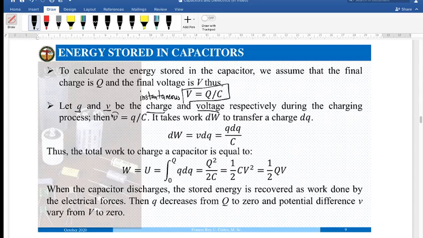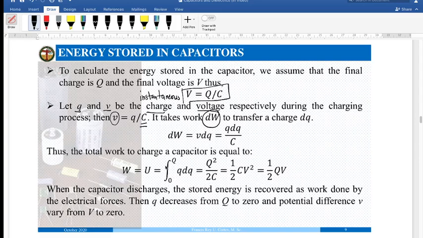Then the instantaneous voltage is actually equal to Q over capacitance. The capacitance here is not written in small letter because it does not change. The capacitance is actually constant, diba, assuming we have the same geometry all throughout. That is why it is capital letter C. So we have this voltage, Q over C. It takes dW, a small work, to transfer a small charge from the battery to your plate.